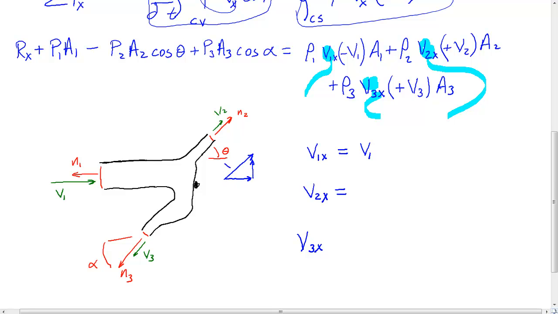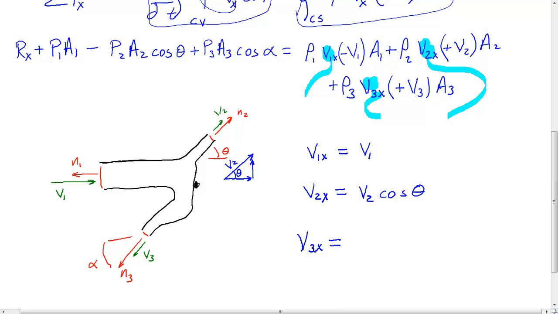And here's my V2, and there's my theta. So of course I need V2 to reference it, but if the theta were 0, it would basically be V2. It would be basically in this direction, but since it's not, I need the cosine of that angle.